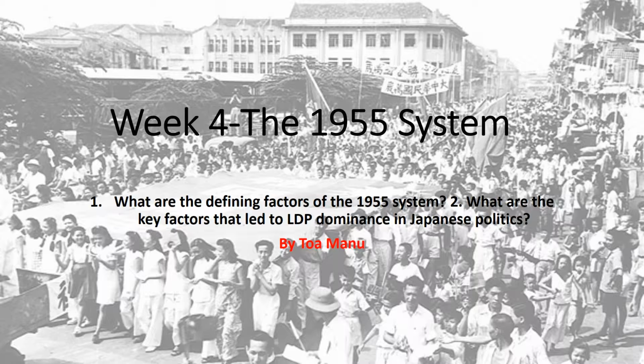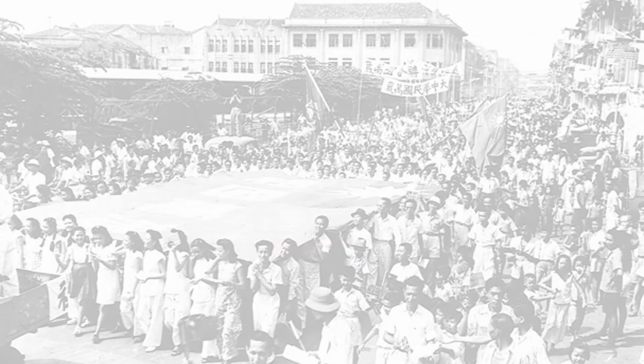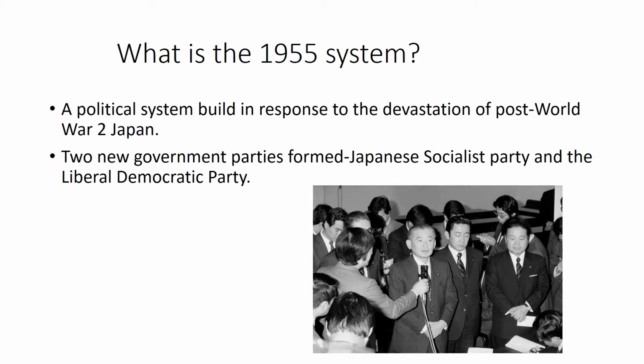First off, what is the 1955 system? The development of the 1955 system was established on the formation of new government parties to tackle issues and crises that had occurred in post-World War II Japan. The two new governmental parties were the Japanese Socialists, which were a combination of an already existing left and right-wing socialist party, and the Liberal Democratic Party, which were also a mixture of pre-democratic and liberal members of parliament.